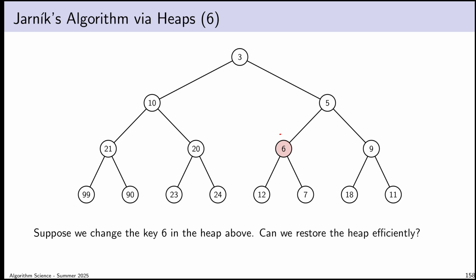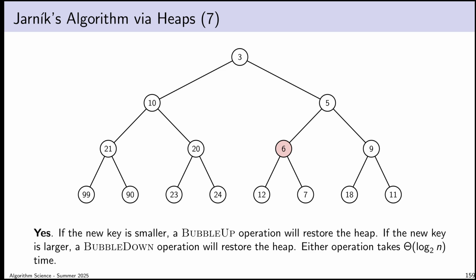So if I were to change this 6 to be 100, well, we know the old key was 6 and the new key is 100. And we know that in a heap, that means that if there's a problem, it's because 100 is too big, so it has to go downwards. So I would just run a bubble down operation. On the other hand, if I change 6 to be 2, we know that 2 is less than 6. So certainly 2 is still less than both of the things below it. It's still the minimum of the subheap rooted at that node. So if I change it to 2, the only problem could occur if 2 is less than the thing above it. So I would do a bubble up operation.